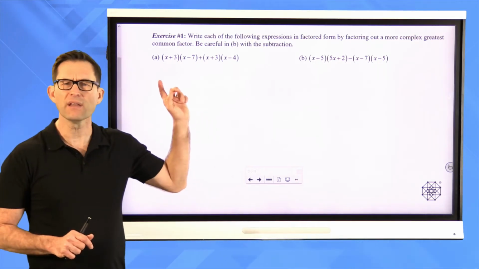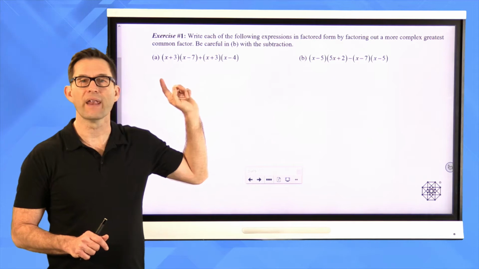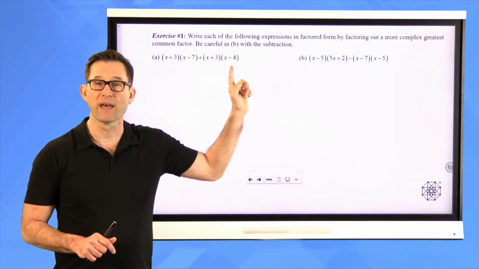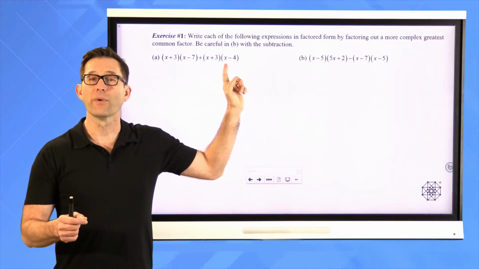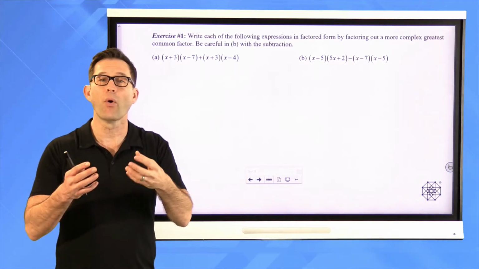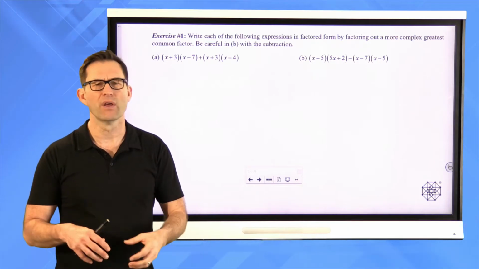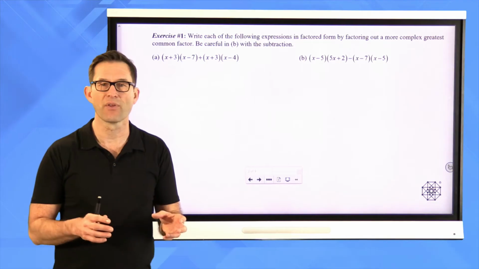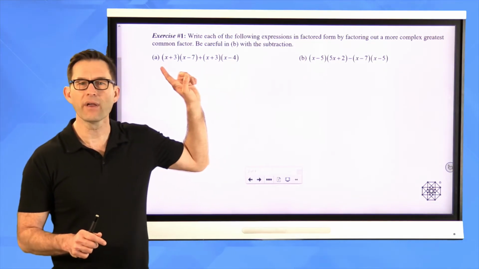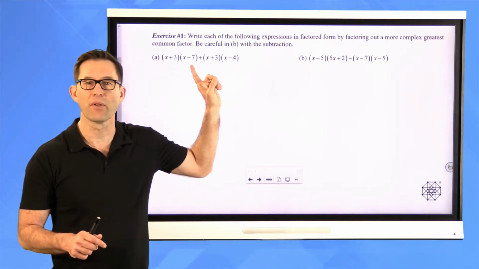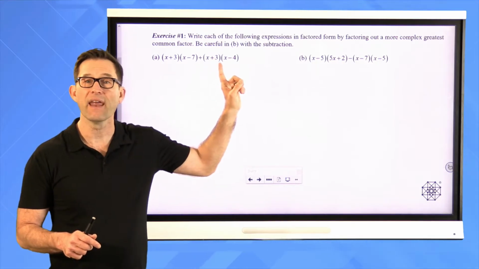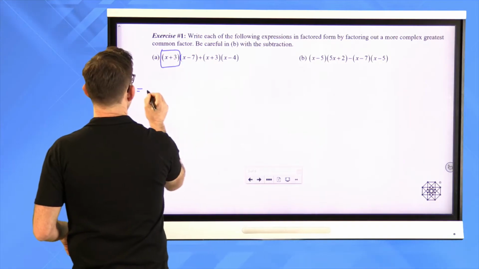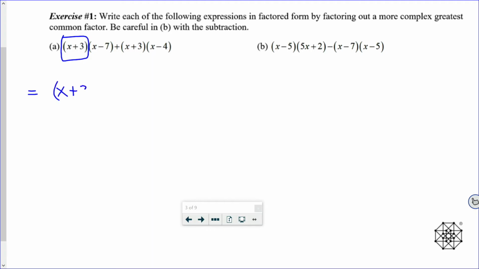If I look at letter A, which looks very complicated, I've got x plus 3 times x minus 7 plus x plus 3 times x minus 4. Now normally when we do GCF factoring, we're pulling out a monomial, you know, the number 5, or perhaps the expression 7x or something like that. But in this case, it's very obvious that an x plus 3 is multiplying both an x minus 7 and an x minus 4. So I can actually factor this by factoring out an x plus 3.